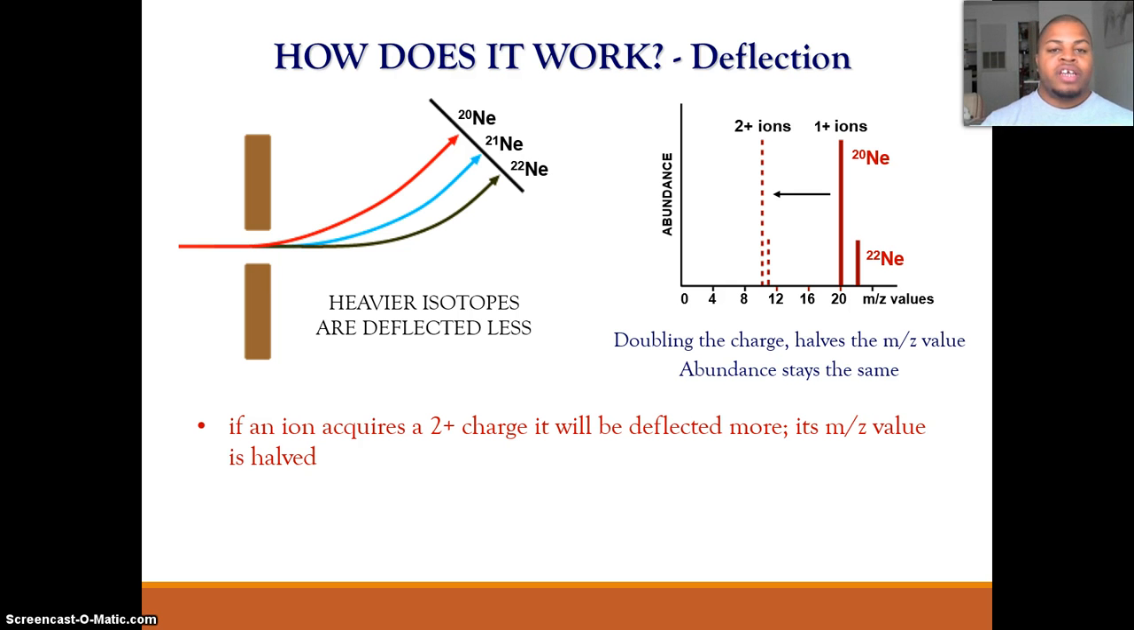Now, if an ion acquires a +2 charge, it will be deflected a little bit more. Its mass to charge value is halved. So if we're looking at the values here given to us in the chart, we have 0 to 4, whatever. If we're dealing with neon and it acquires a +2 charge, we're going to end up with half the value of what we had before. So if you notice, we're around 20 here. If it acquired a +2 charge, now we're dealing with values around 10, 11. This sort of gives us an idea of how to work with it.